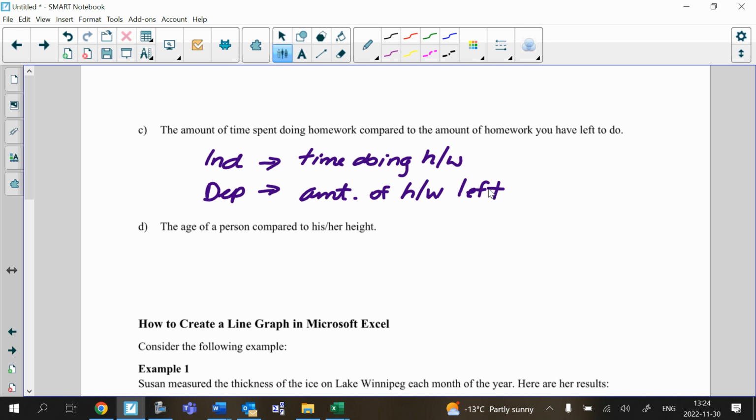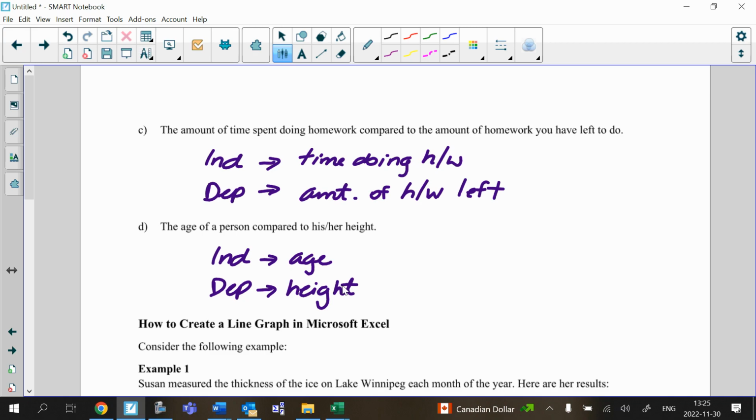Notice that the way it's phrased doesn't necessarily mean that the independent one's coming first and the dependent one's coming second. Got to think about the age of a person compared to their height. Age would be independent. Height would be dependent, because your height will depend basically on how old you are. Right, in general. There are always exceptions, of course.